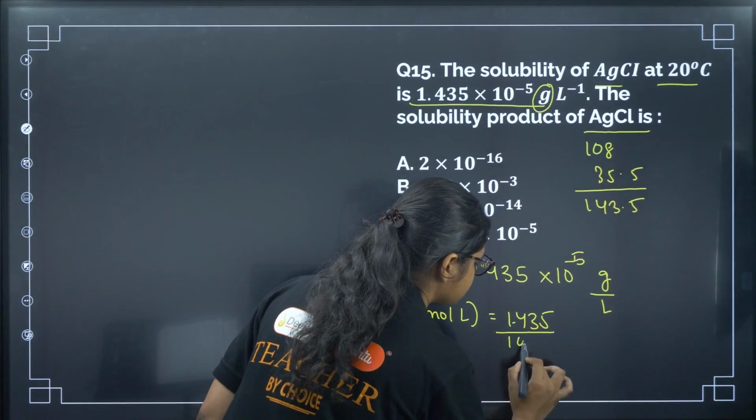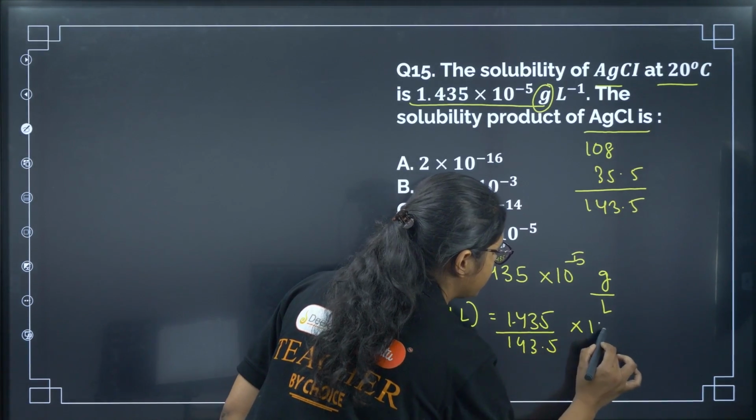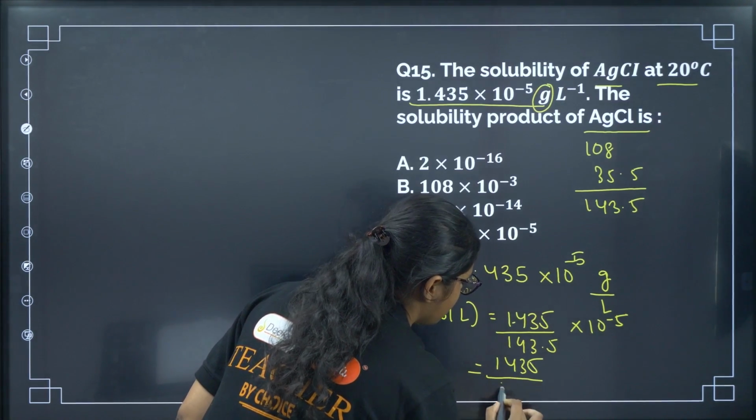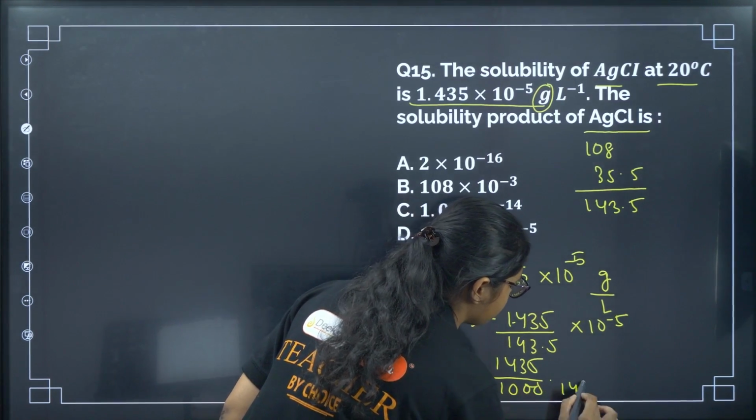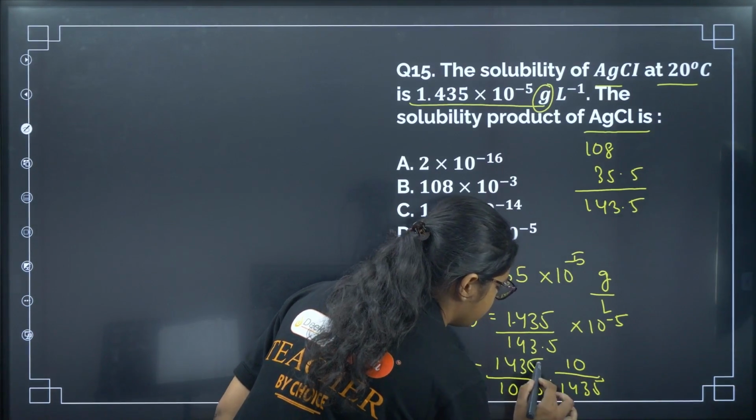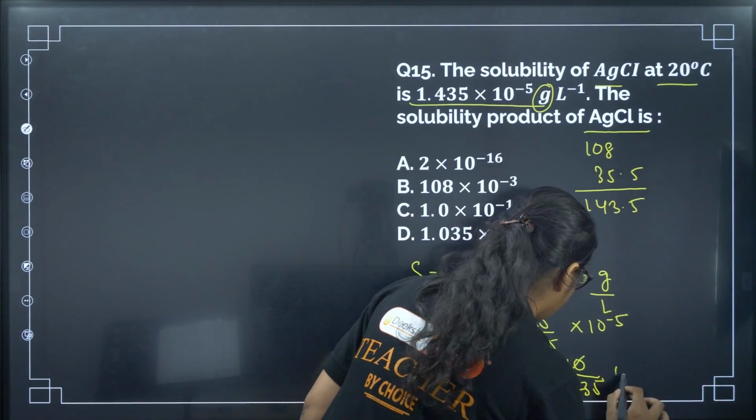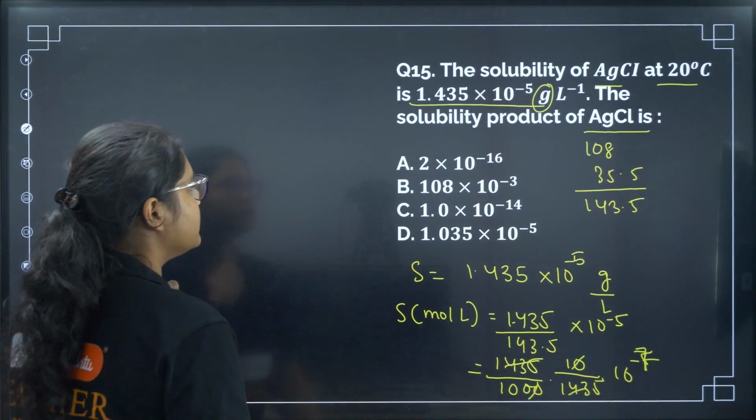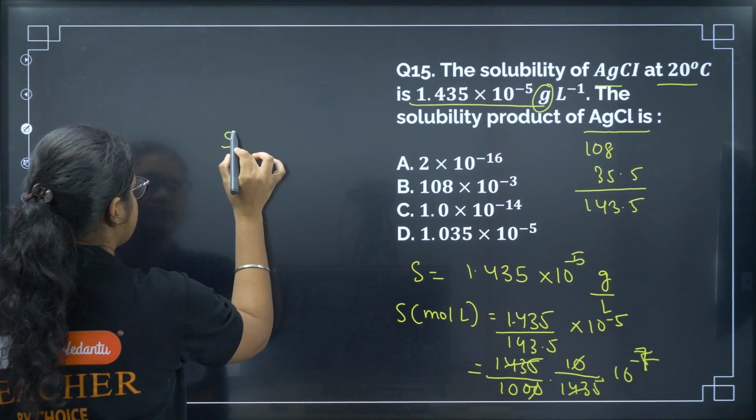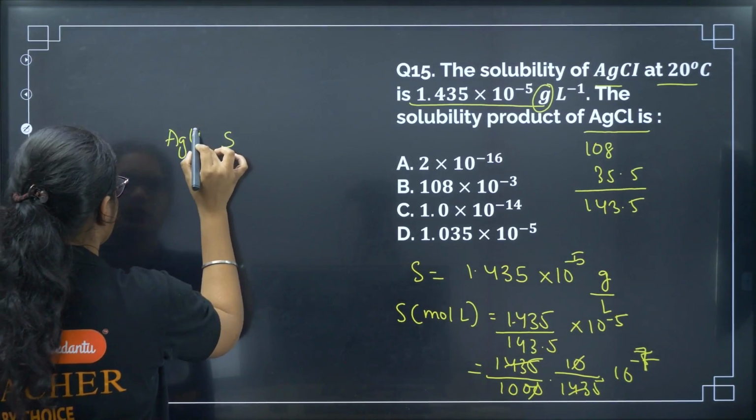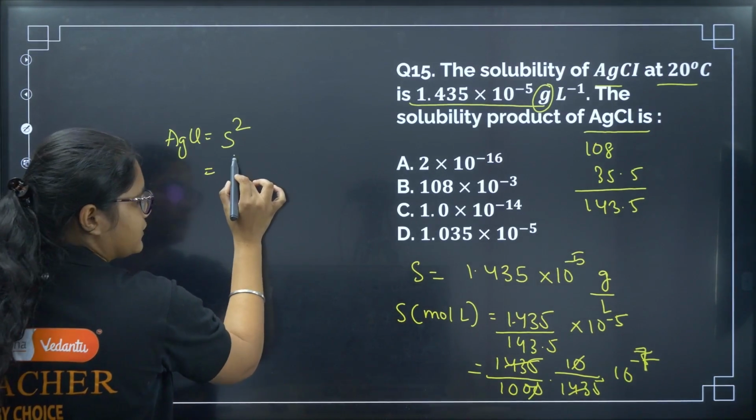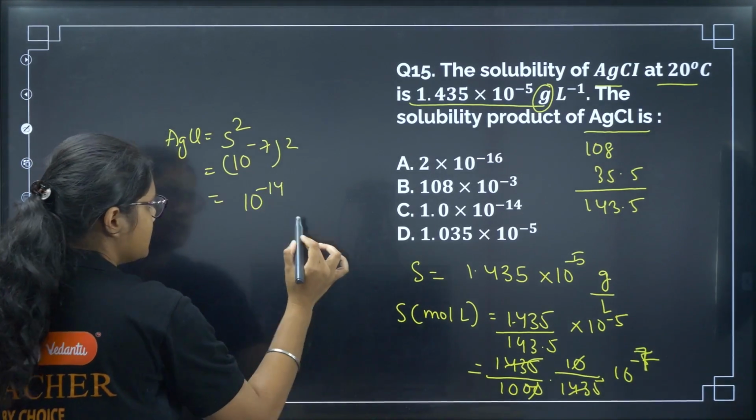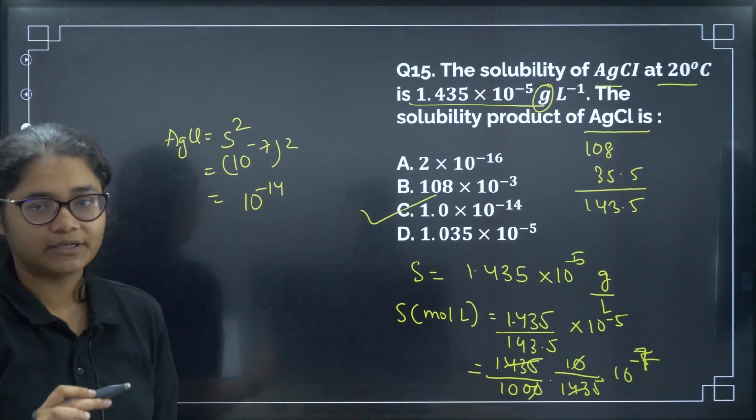So the solubility in terms of moles per liter will be 1.435 by 143.5 into 10 to the power of minus 5. So if I solve this one, we'll get 1435 by 1000 into 1435 by 10. So we can cancel here, we'll get 10 to the power of minus 5, 10 to the power of minus 7, right? So that is the solubility. Now the solubility product for AgCl will be S square, right? So 10 to the power of minus 7 square will be equal to 10 to the power of minus 14. So the correct answer for this question will be option number C.